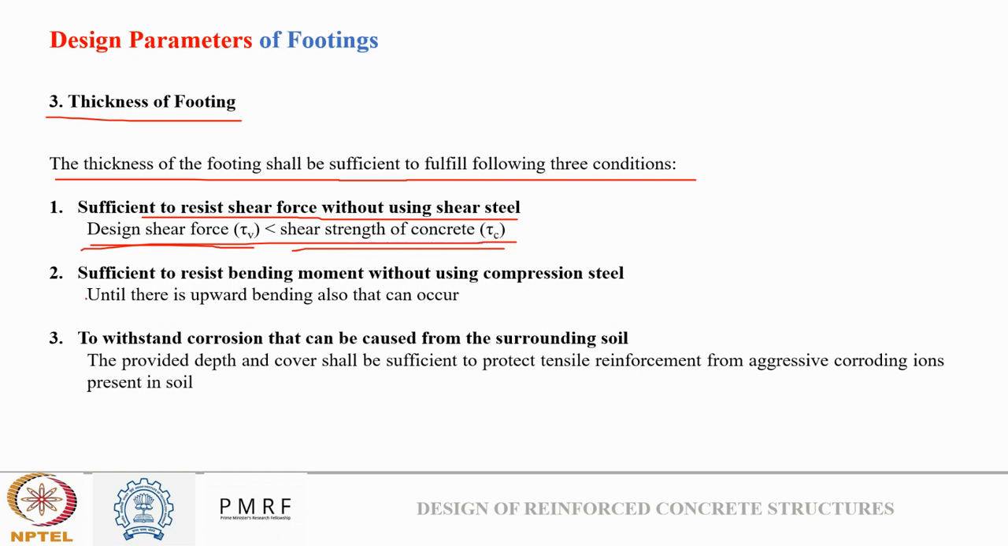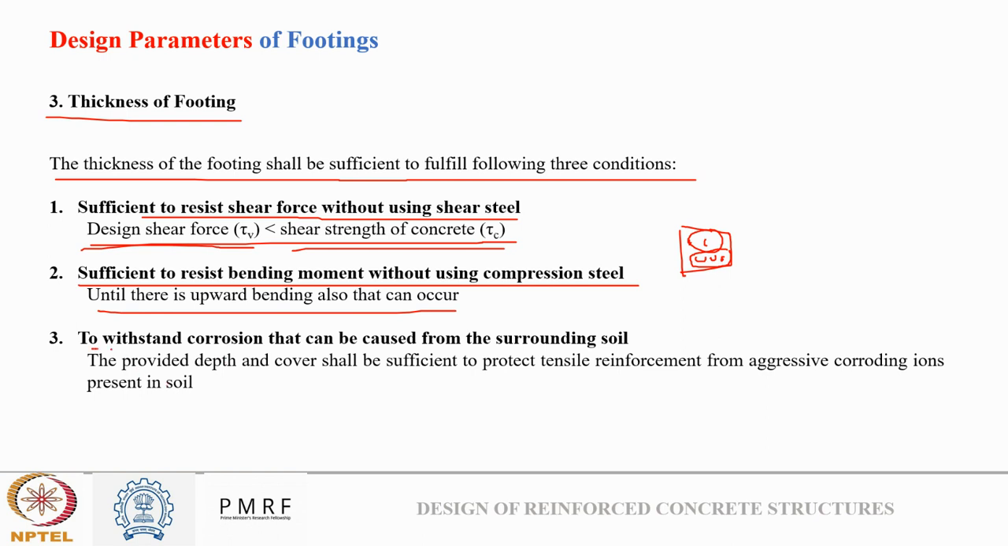Okay, second condition is sufficient to resist bending moment without compression steel. What it means is we can't provide a doubly reinforced section. So the thickness of the section should be such that only tensile reinforcement is enough to carry the moment. There is no requirement of compression reinforcement, unless there is upward bending also which can occur.